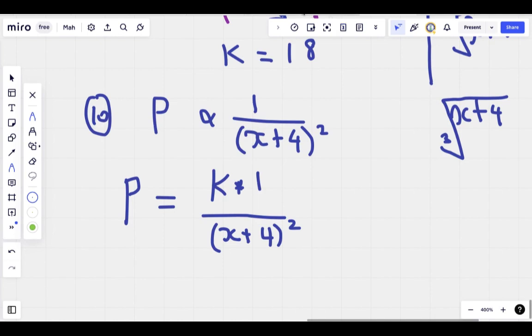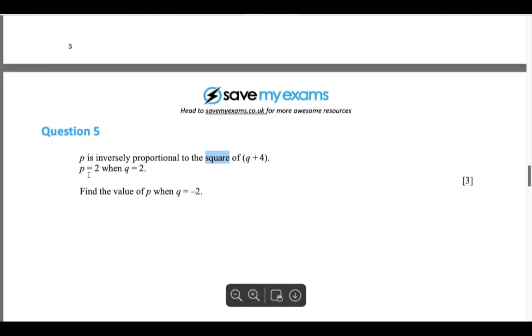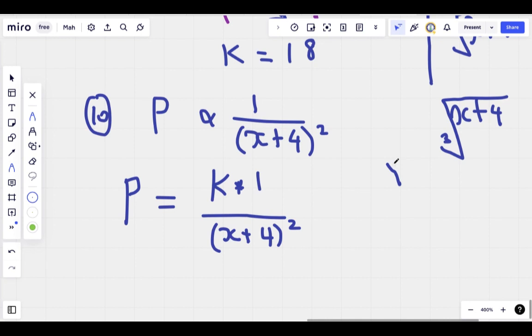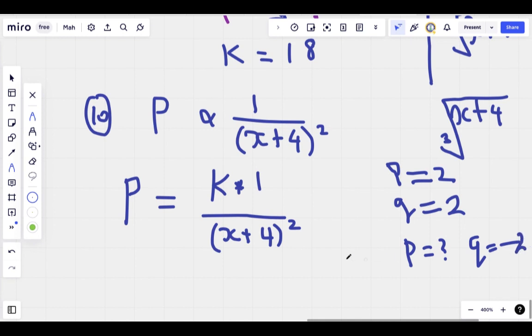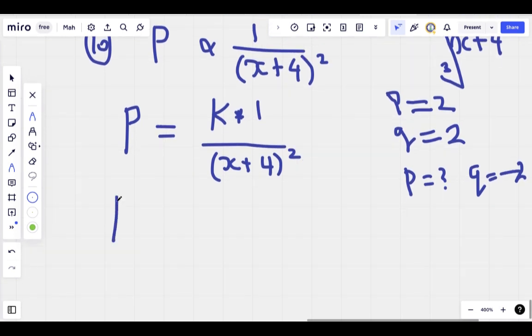Now let's take the values: p is 2, q is 2. Find the value of p when q is negative 2. So the question is p equal to 2 and q equal to 2, then find the value of p, which is unknown, when q equals negative 2. We're going to substitute into this function and find the value of p eventually. But before we do that, let's find the value of k.